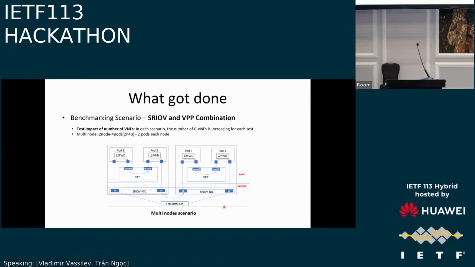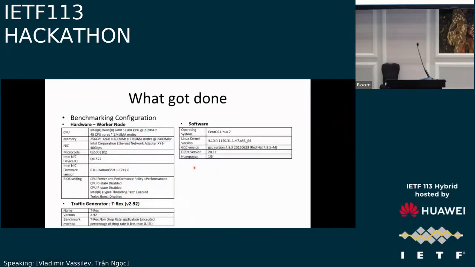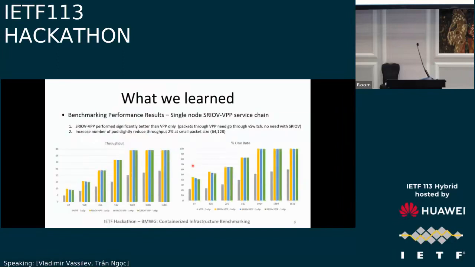This is the scenario for multi-node. Each node will have 2 ports, and we use a layer 2 underlay to connect the 2 nodes. This is the topology of our testbed. This is the configuration of our testbed, and this is the result.